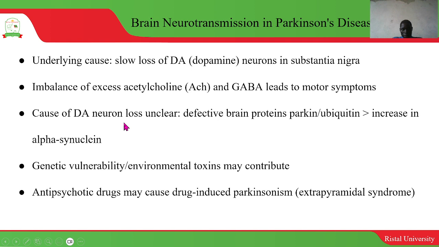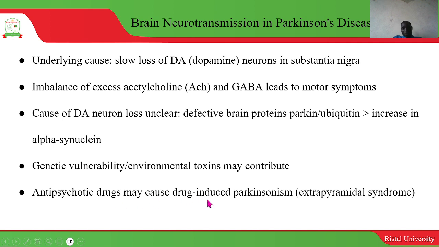The cause of dopamine neuron loss is unclear. We really don't know what causes that degeneration, but it happens in people with this disease. They have said that defective brain proteins like ubiquitin might have caused an increase in what we call alpha synuclein. People with this disease are found to have this kind of finding. So probably this is one of the reasons that explains why they're having these particular symptoms. Also, they are saying genetic vulnerability or environmental toxins might have also contributed to this disease in a particular person.